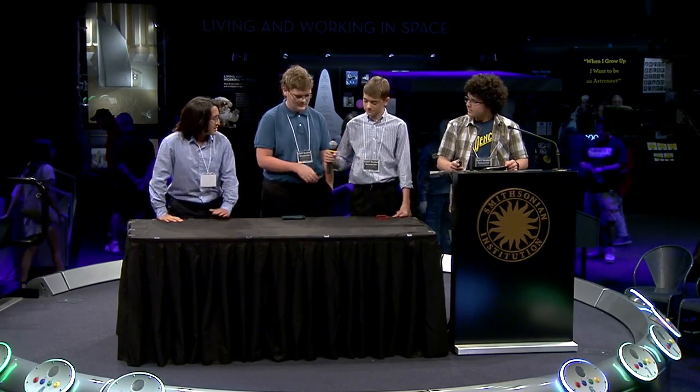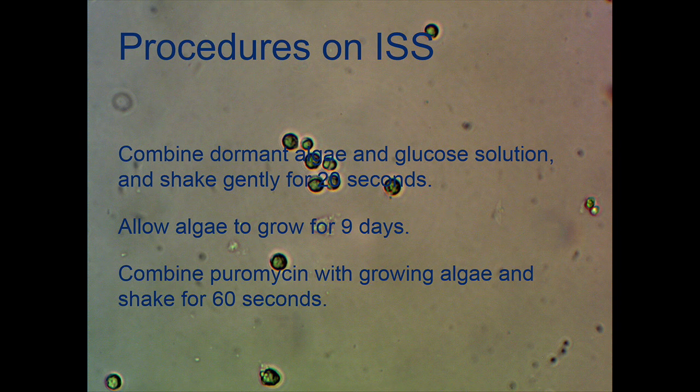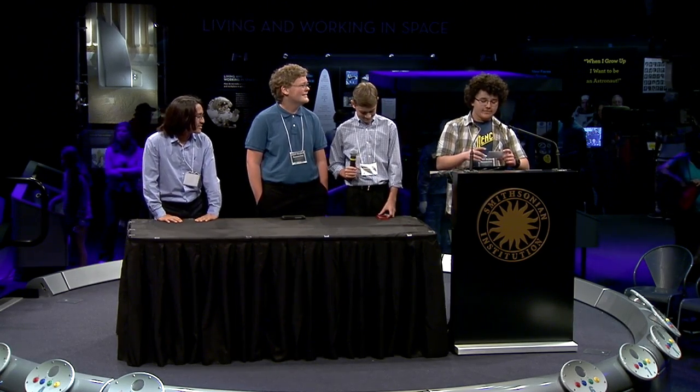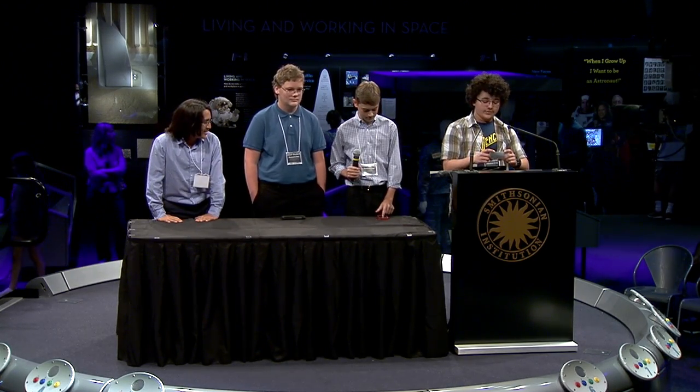Procedures. Now the procedures are fairly straightforward. They'll first unclamp the first clamp to release the glucose into the algae so it has something to produce energy with. It'll grow for 9 days, and then after those 9 days, they will unclamp the second clamp, releasing the puromycin, which will inhibit the growth so that they can send it back down to Earth where we can analyze the results.